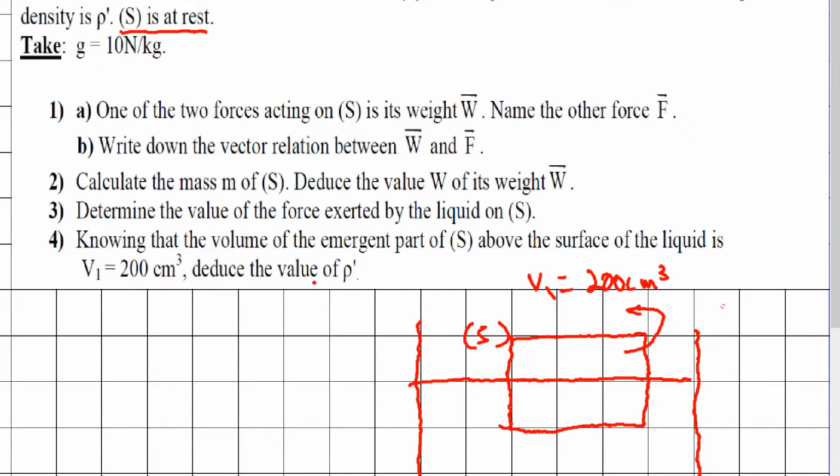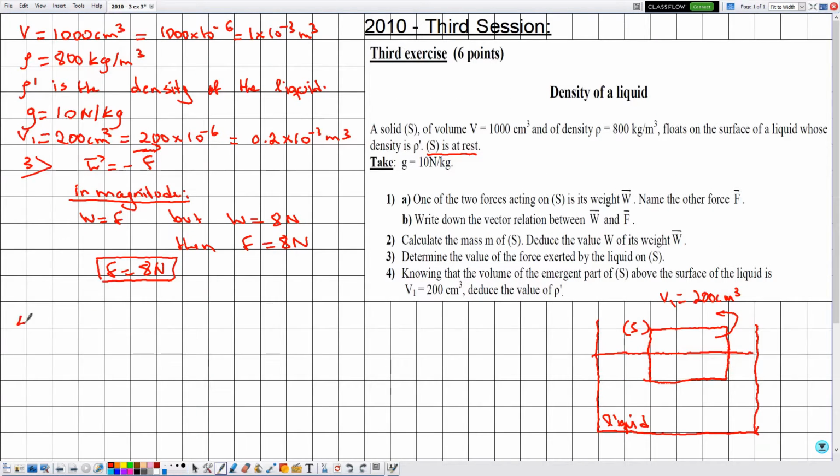Now we need to deduce the value of rho prime. What does rho prime represent? It represents the density of the liquid. By "deduce" we mean that we need to use the previous part. We know that the value of F and rho prime are related via the following formula: F upthrust is equal to the density of the liquid times the volume of the immersed part times G.